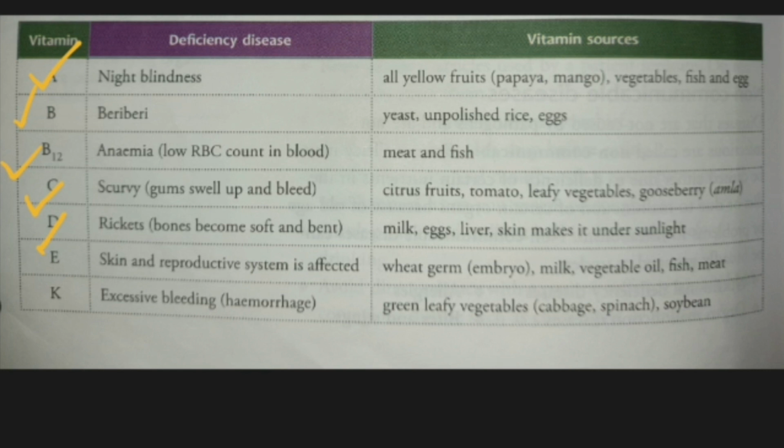Vitamin E sources are mainly wheat, gram, embryo, milk, vegetable oil, fish, meat, etc. And due to the deficiency of vitamin E, mainly the reproductive system can be hampered. Okay. Vitamin K, finally: due to its deficiency, the bleeding does not stop. Excessive bleeding can be seen, which is called hemorrhage. And the vitamin K sources are green leafy vegetables, cabbage, spinach, soybean, etc.